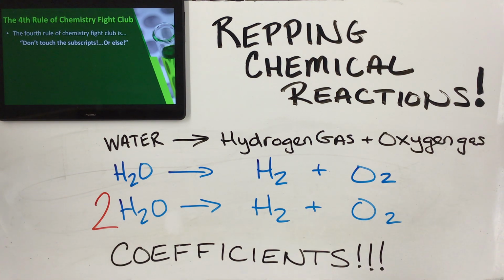But I have to go now and balance my hydrogens again, because now I have 2 times 2 hydrogens, which is 4. Here I've only got 2, but that's an easy fix. I put a 2 there. And now everything is balanced. 2 times 2 is 4 H's. 2 times 2 is 4 H's. 2 oxygens, 2 oxygens. All right?